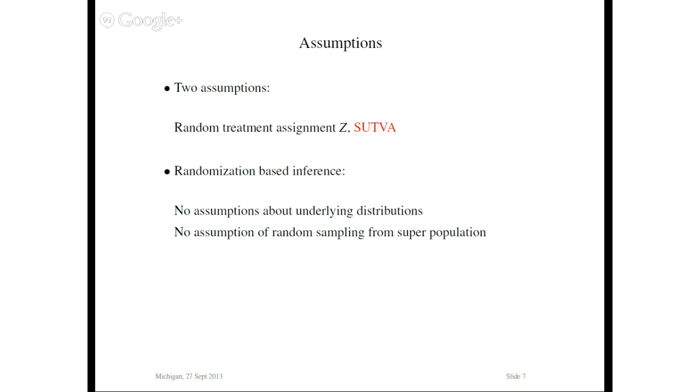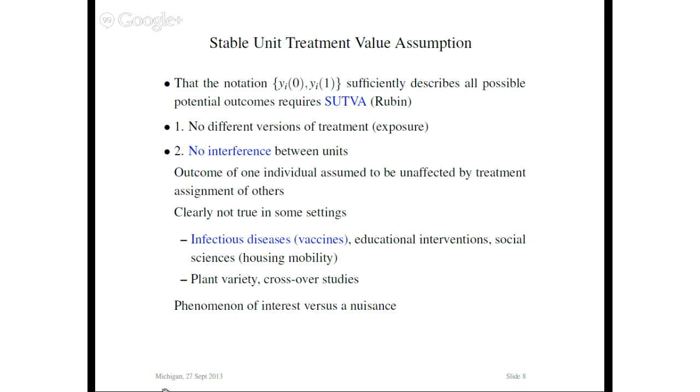But note what we didn't assume. We didn't make any assumption about the distribution of the outcomes. And we didn't make any assumptions about random sampling from some superpopulation. So in that sense, this approach is very appealing. All right, so what is SUTVA? This notation, Y1 is sufficient, relies on this assumption of SUTVA, that each individual only has two potential outcomes. It assumes two things.